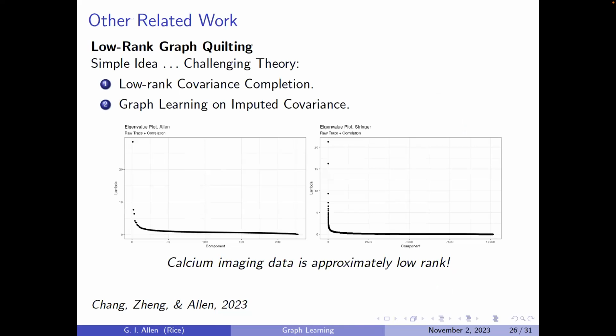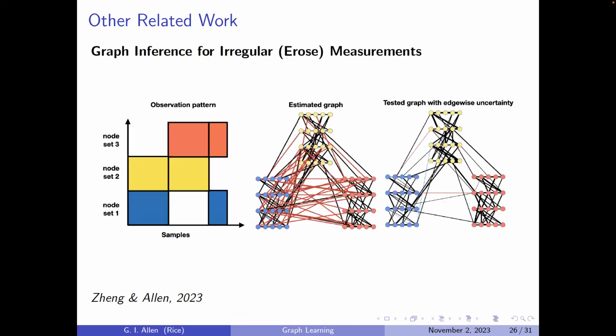And some other quick related work. So Daniela, this is related to exactly what you were saying. We were investigating this low rank covariance completion and then learning the graph and the completed covariance matrix. And there is evidence, in these 2 separate calcium imaging data sets, that there is low rank structure in the spectra of them. But there are some challenges with these approaches. They can recover certain types of edges consistent with the low rank structure, but they can't recover all edges in the graph.